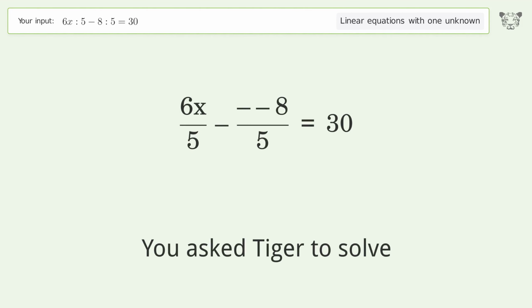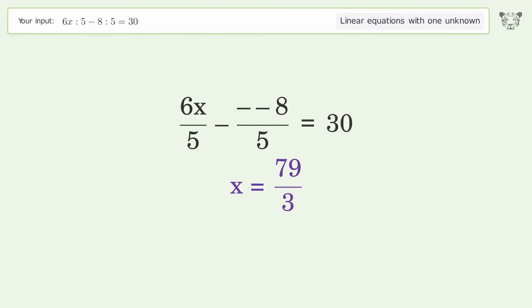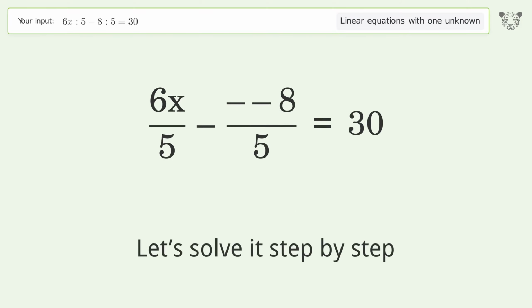You ask Tiger to solve. This deals with linear equations with one unknown. The final result is x equals 79/3. Let's solve it step by step.